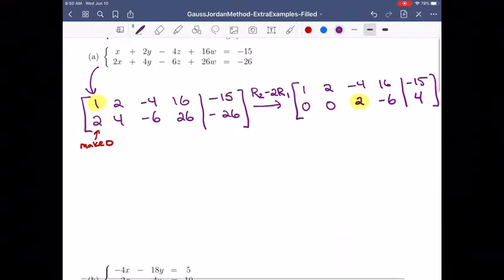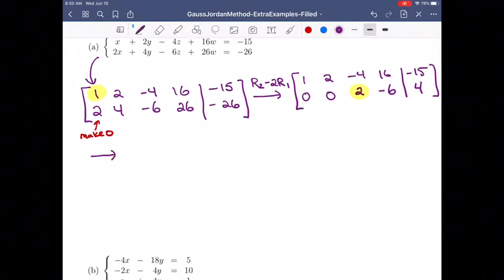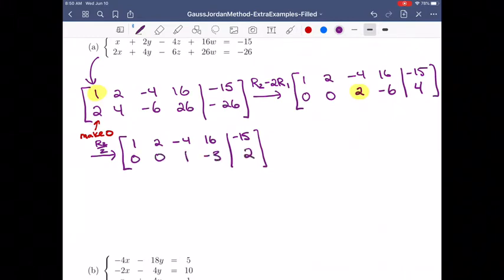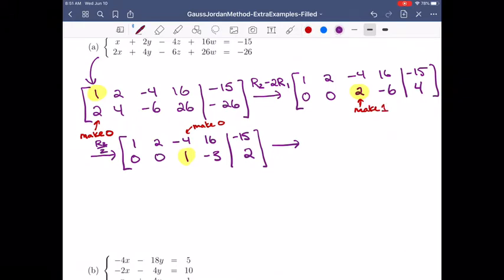We want to first make it a 1, so I'm going to do row 2 divided by 2. I divide everything in row 2 by 2, so I'm going to get 0, 0, 1, negative 3, and 2. And then I'm still pivoting around that 1, so I want to make this 4 a 0. I'm going to change row 1 by adding 4 of row 2 to it. Row 2 is not changing.